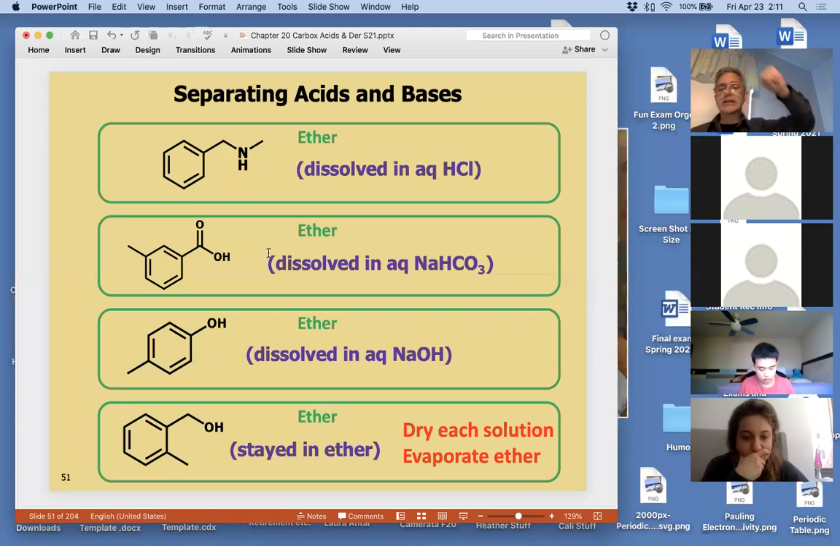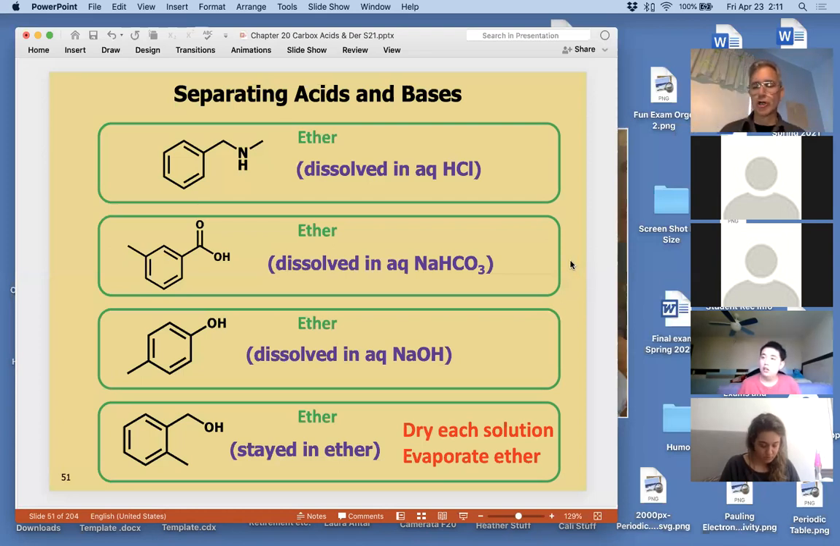I reserve the right to ask whatever question I want about extractions on the exam because I just did it. And it is the heart and soul of organic chemistry in the lab. Okay, so learn this for your own good. And if you've been struggling with Orgo 2 lab, you still have time to learn it.